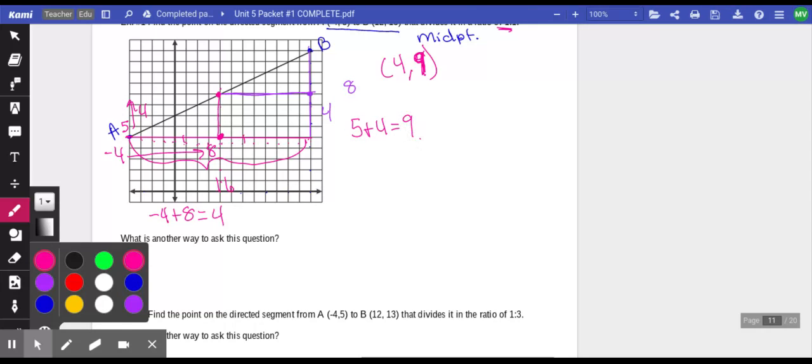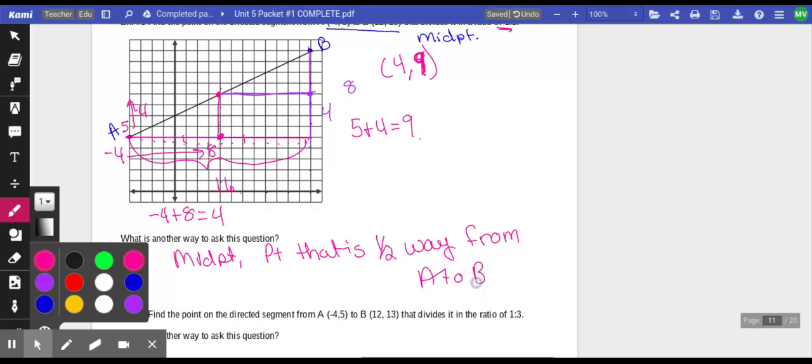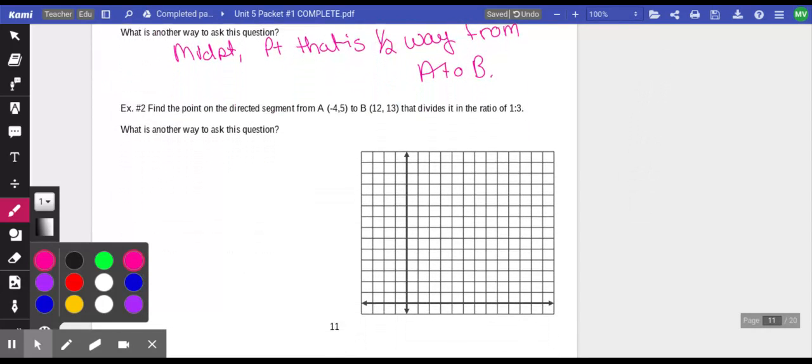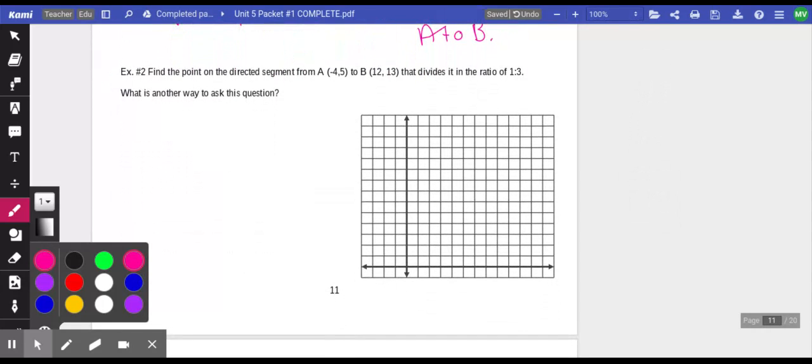So what's another way to ask this question? I could ask for the midpoint, or I could ask for the point that is halfway from A to B. And it's 4, 9. So now I want to find the point on the directed segment that's a ratio of 1 to 3.